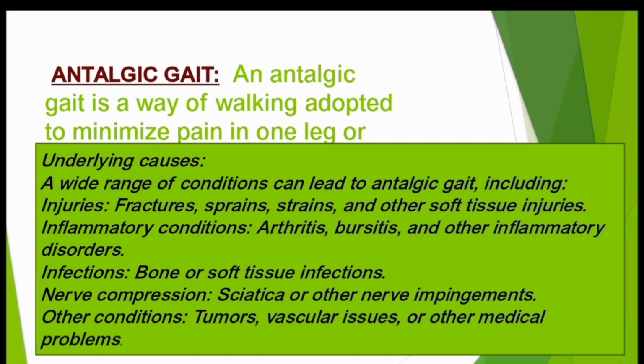So causes for antalgic gait: a wide range of conditions can lead to antalgic gait, including injuries like fractures, strains, and other soft tissue injuries. This is the first cause. Then inflammatory conditions like arthritis, bursitis, and other inflammatory disorders. Next, infections, that is bone or soft tissue infections. Then nerve compression can also lead to antalgic gait, like sciatica or any other nerve impingements. Then other conditions like tumors, vascular issues, or any other medical problems. So this is antalgic gait.